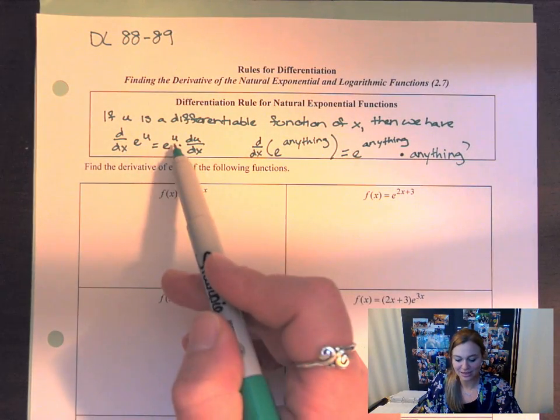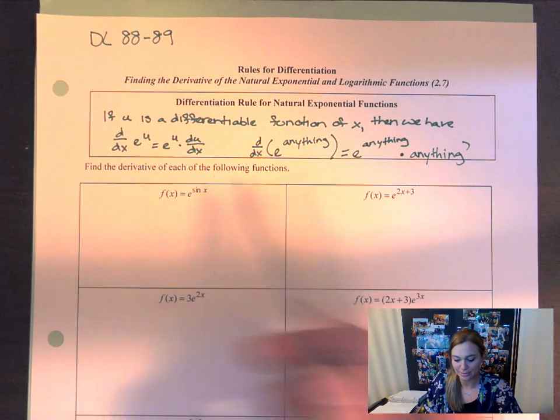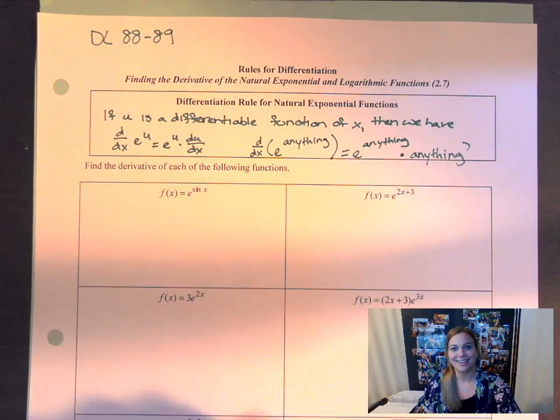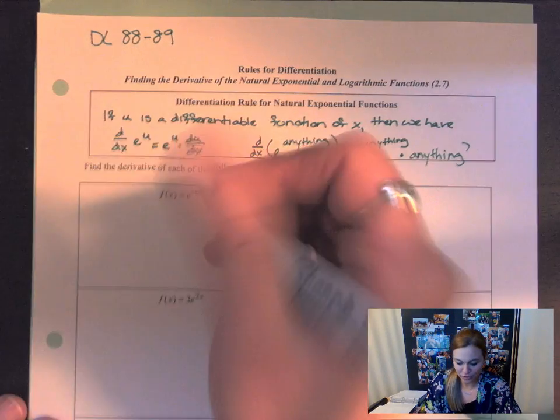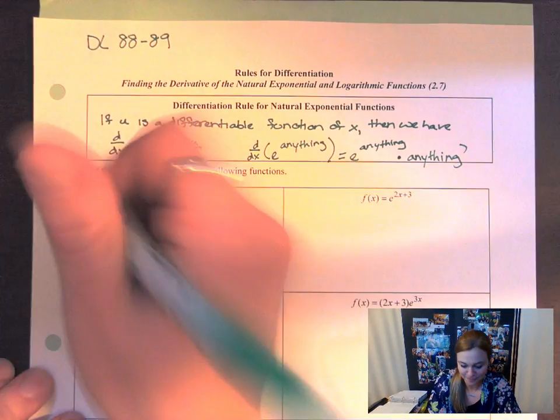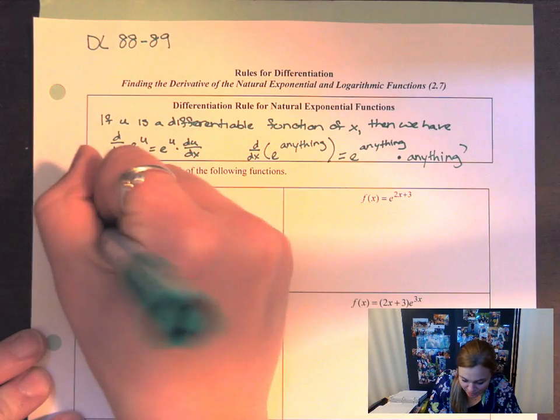So like if this were e raised to the 5x, you would just say times 5 over here. It does the chain rule for you. So it's kind of reminding you every time to do the chain rule. So for instance, e to the sine of x power. This would be f prime.